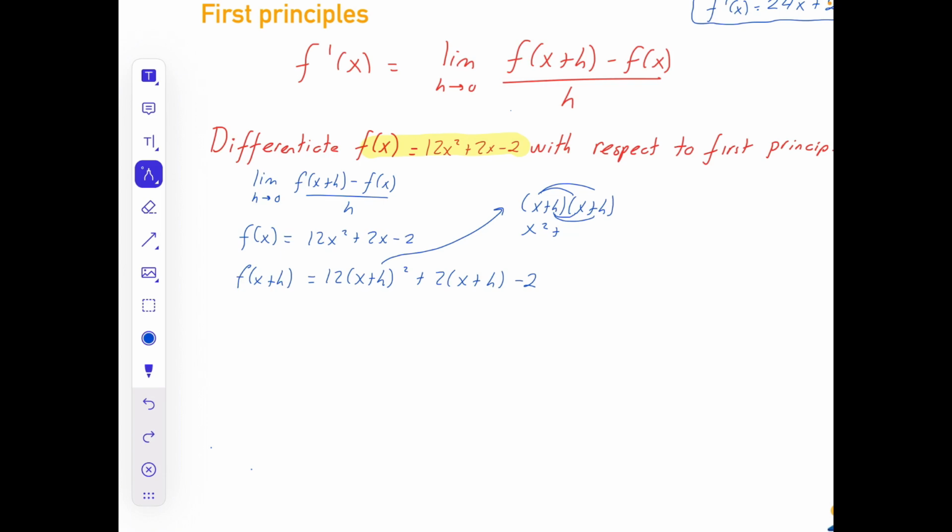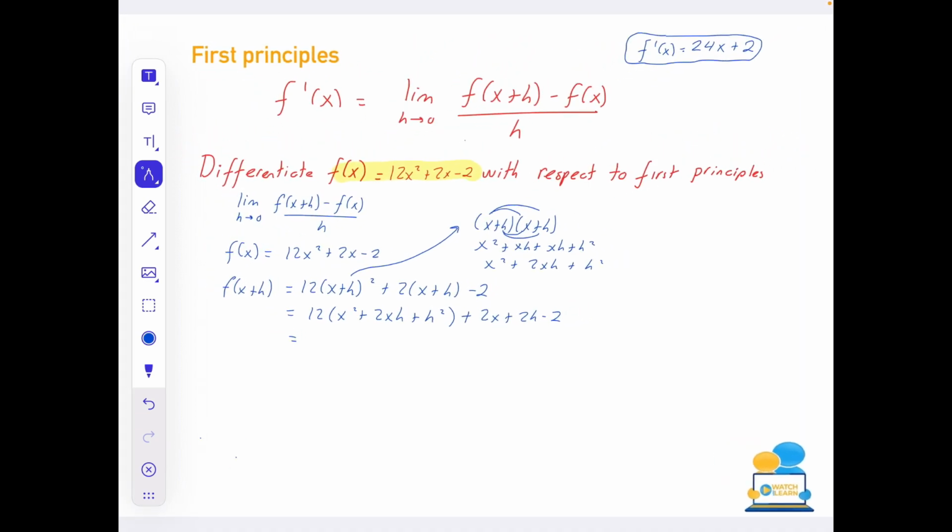So it's going to be x squared plus xh plus xh plus h squared, which is going to give me x squared plus 2xh plus h squared. You can write 2hx either, whichever you prefer. So instead of writing x plus h all squared, it's x squared plus 2xh plus h squared. Okay, we're going to multiply out this next bracket to give me 2x plus 2h minus 2.